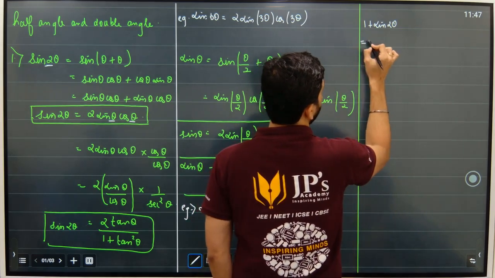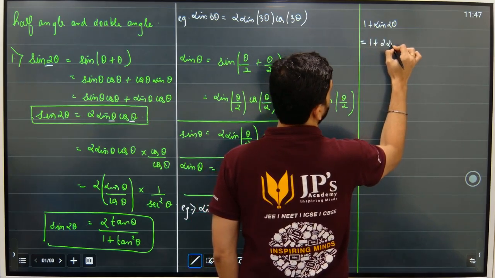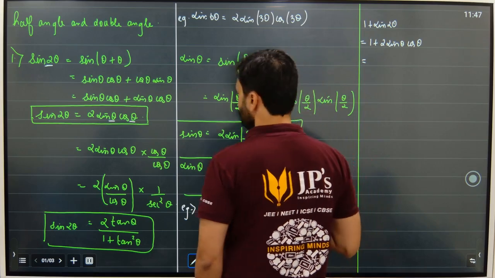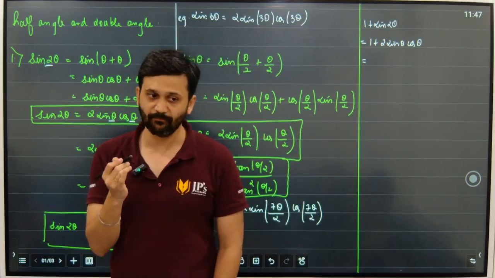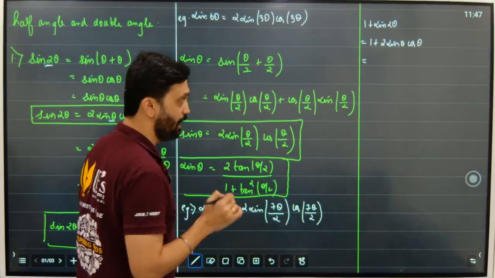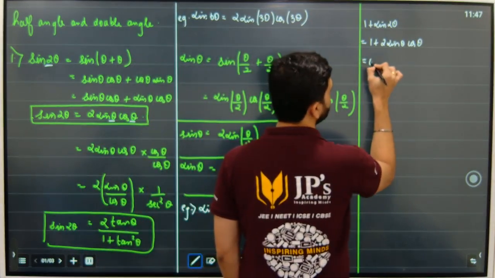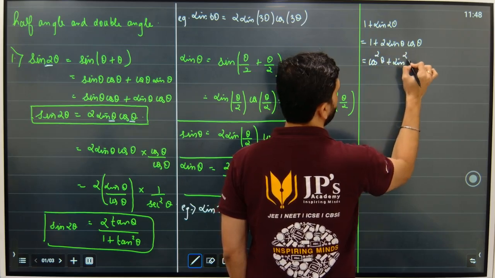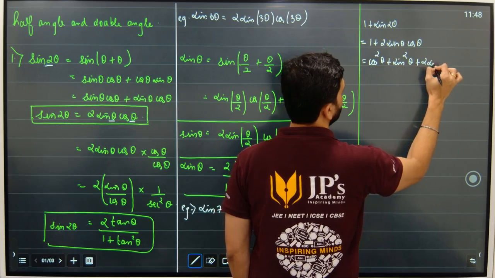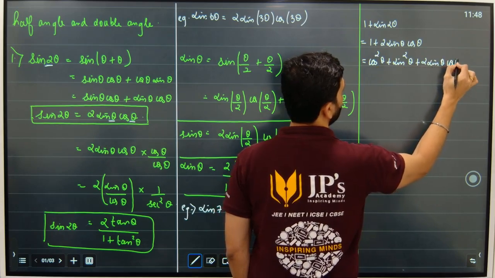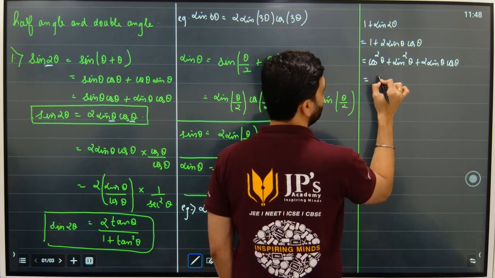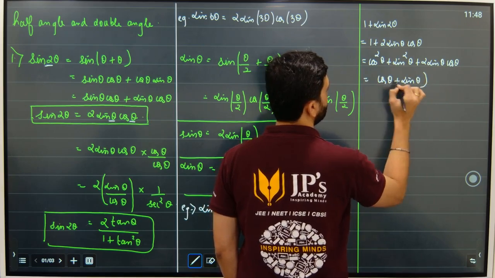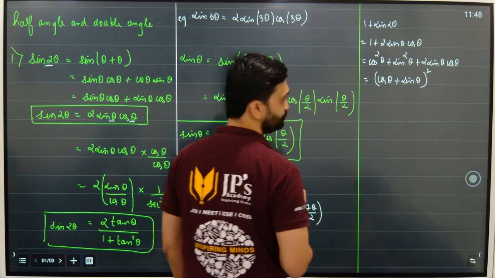So I will start writing like this. 1 plus 2 sin theta cos theta. But it gets me thinking that I also have a formula for 1. And the formula for 1 is this: cos square theta plus sin square theta plus 2 sin theta cos theta, which is nothing but cos theta plus sin theta the whole square.